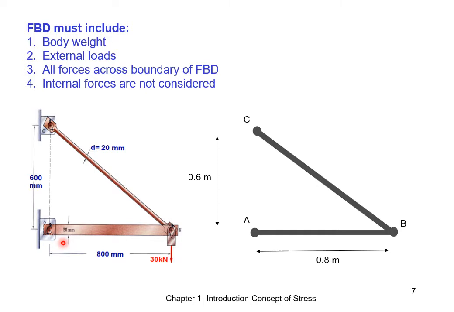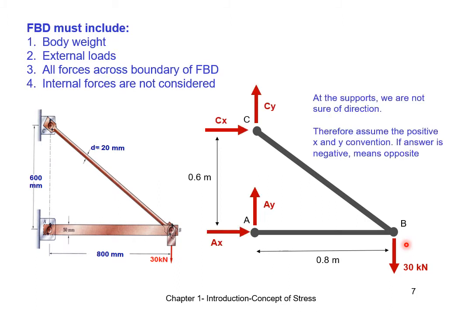Next, we draw the forces acting on the structure. First, we'll include the body weight, and here, since we're assuming the structure is weightless, there's no need to draw the weight. If there's a weight, we'll need to include it. Next, we'll include the external loads, and in this case, it is the 30 kN over at the tip.